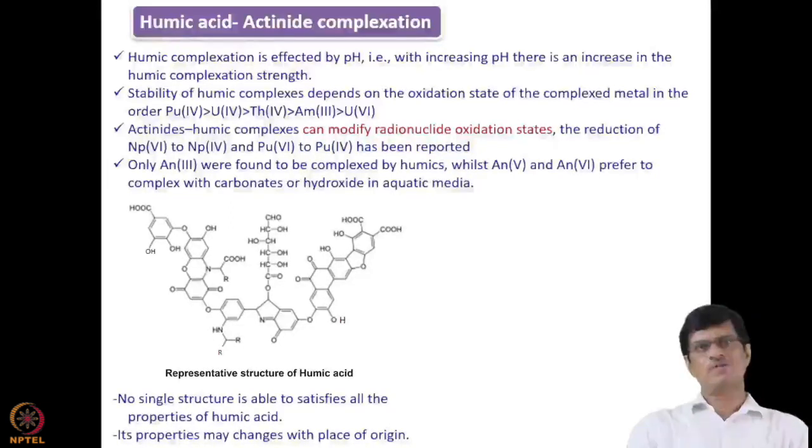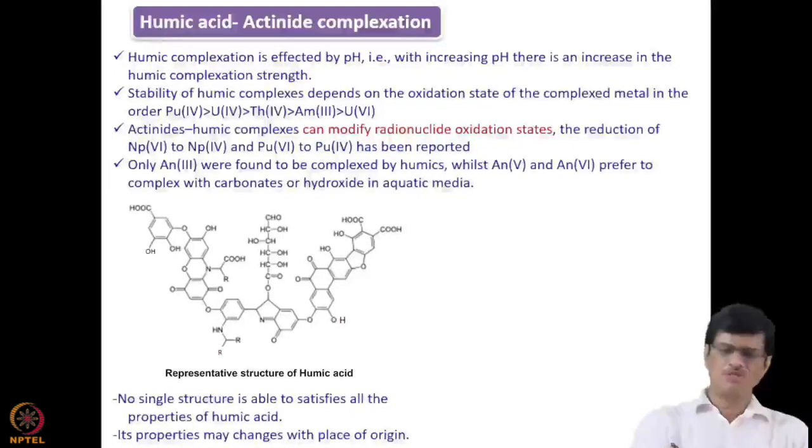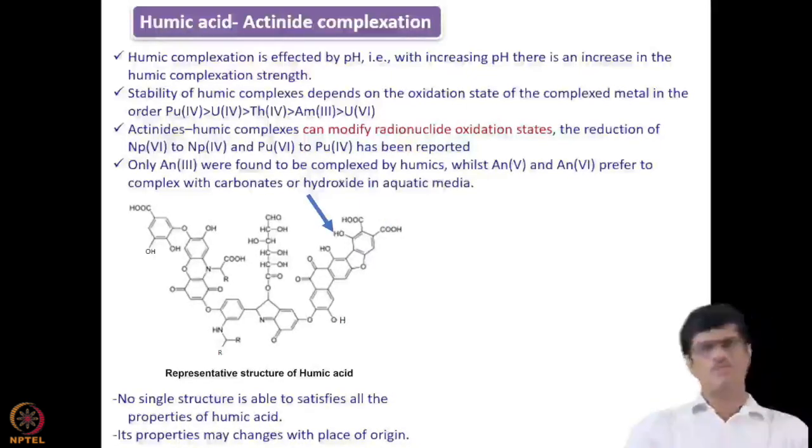Now, this humic complexation is affected by controlling the pH. You know that by increasing the pH, there is an increase in the strength of the humic acid complexation. That is because some of the functional groups, like the carboxylic acid as well as the phenolic type of groups, get deionized and you get COO minus or O minus type of functional groups, which take part in the complexation with the metal ion, in this case the actinide ions. That is only possible if we increase the pH to very high values.